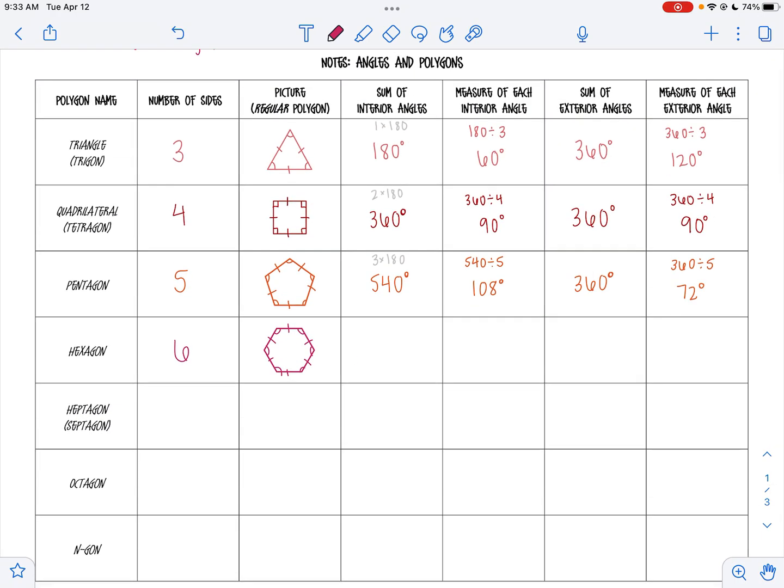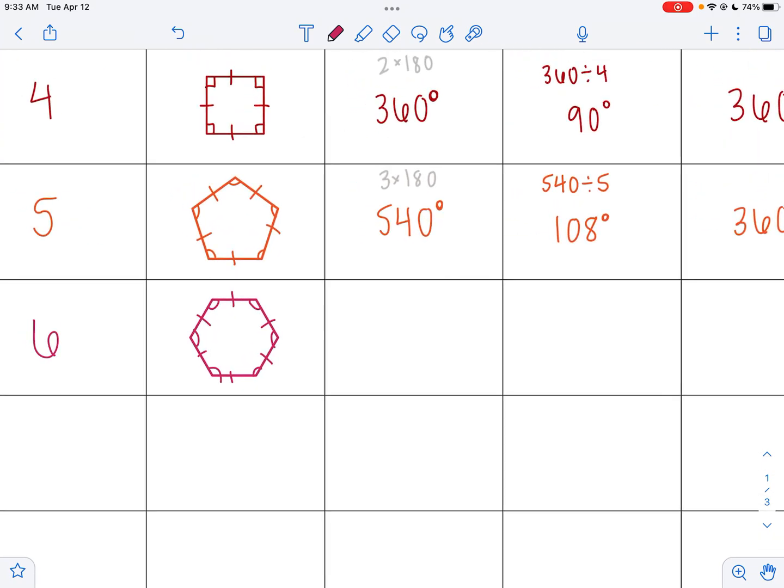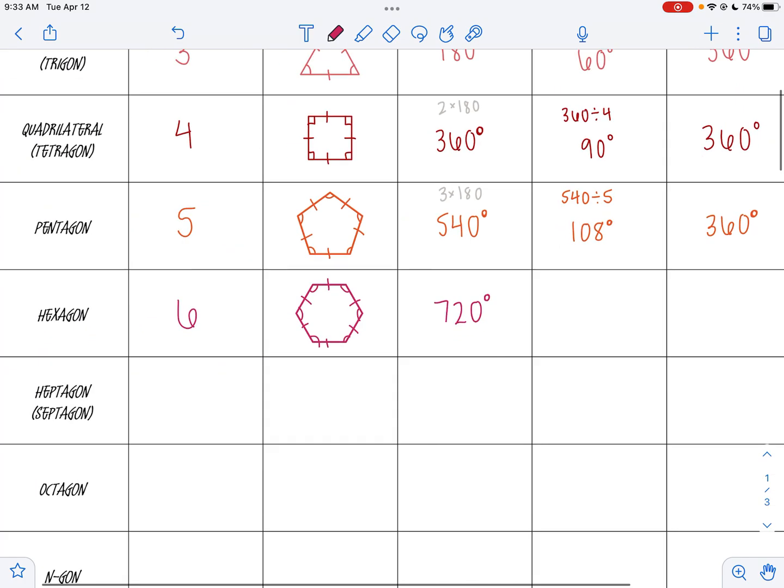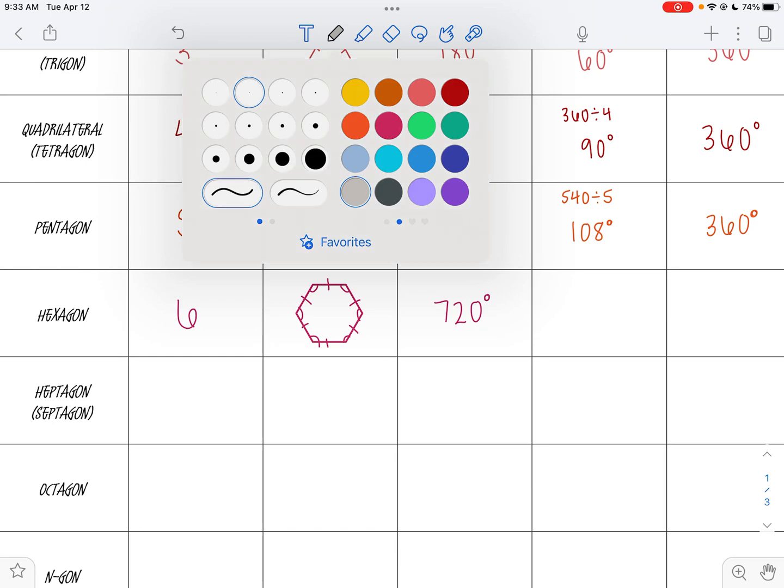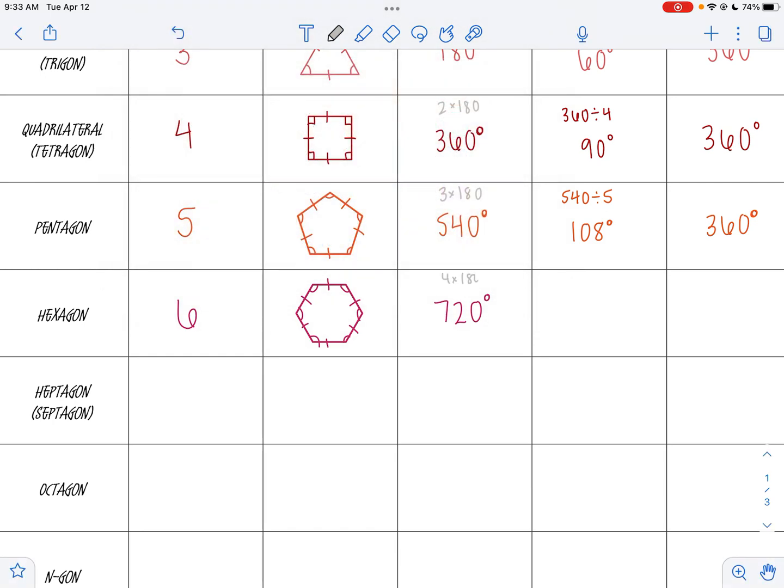Okay, so we said each one increases by 180. So I can do 4 times 180, or I can do 540 plus 180. So 540 plus 180 would be 720 degrees. If we just wanted to find one, then I would do 720. So it's a hexagon, 6 sides. My interior is increasing. So that was like 4 times 180. Now I can take that number and divide by 6, and that's going to tell me how many there are of 1. So 720 divided by 6, that'd be 120.